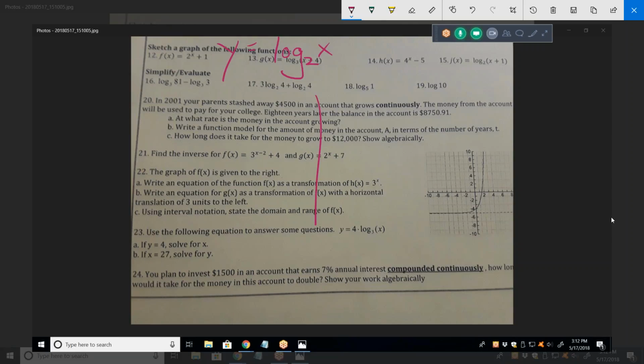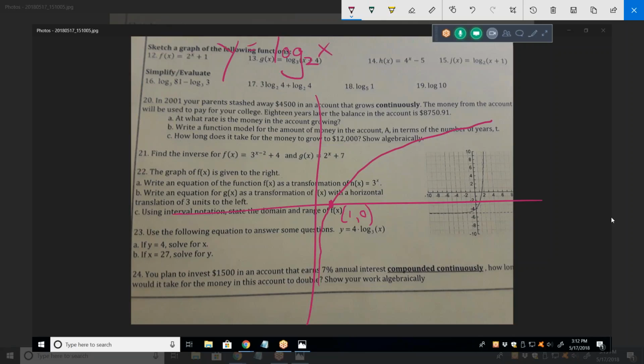If I graph that, it looks just like that. This point is a key point. No matter what the base is, it's going to go through that point right there. Whether it's log base 2 or log base 17, does not matter. They all have this shape and go through that point. The only difference is the steepness of the curve.